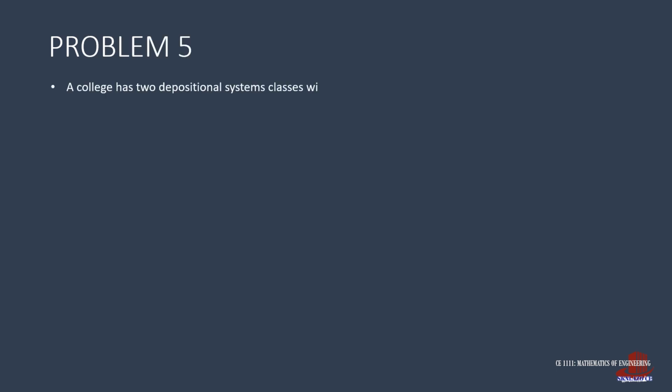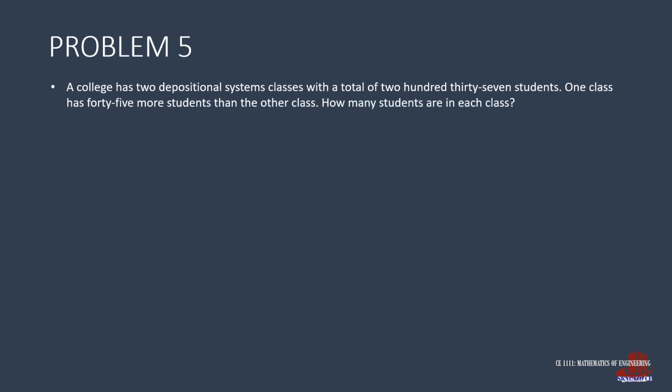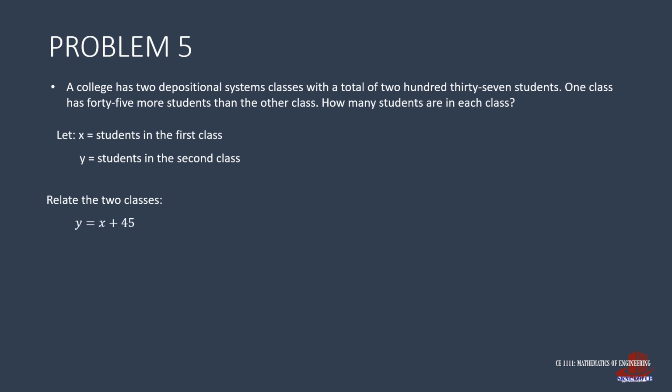Problem 5 states, a college has two depositional systems classes with a total of 237 students. One class has 45 more students than the other. How many students are in each class? We assign x for the number of students in the first class and y for those in the second class. Identify the relationship of the two classes. That would be y as equal to x plus 45.